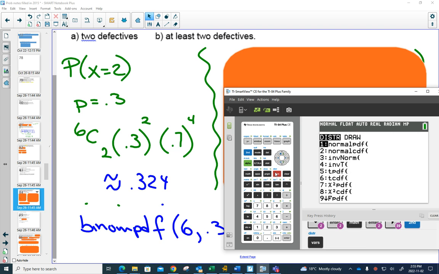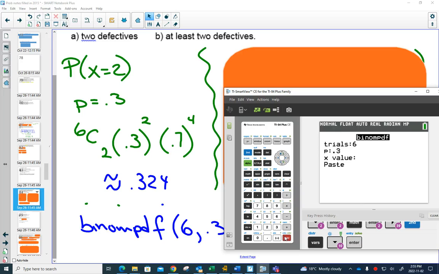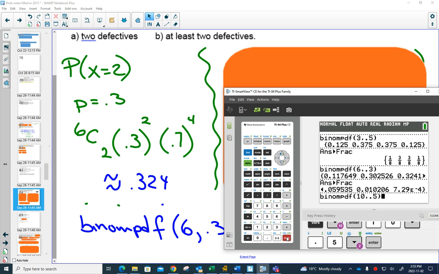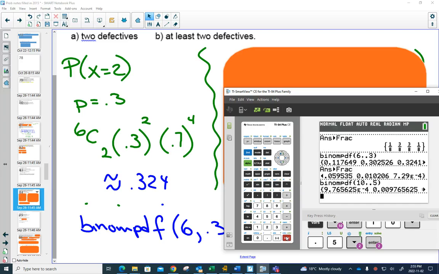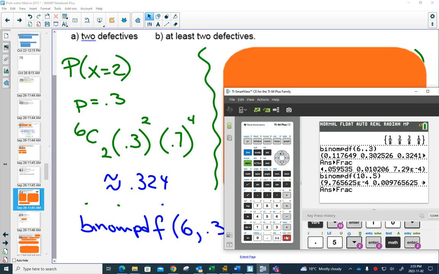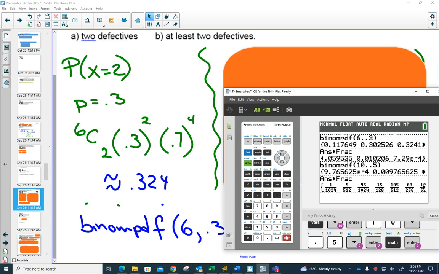We can get our answer quickly by doing binomial PDF, 10 times, 0.5. I'll leave them all in there. Paste. Enter. Math. Hopefully this one changes to fractions. Yes, it does. 0 times, 1 time, 2 times, 3 times, 4 times. 0 heads, 1 head, 2 heads, 3 heads, 4 heads, 5 heads. 63 out of 256. Just a little bit less than 25%.